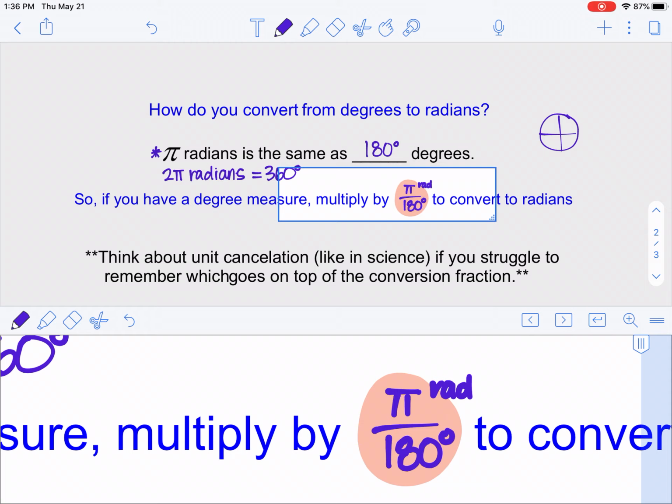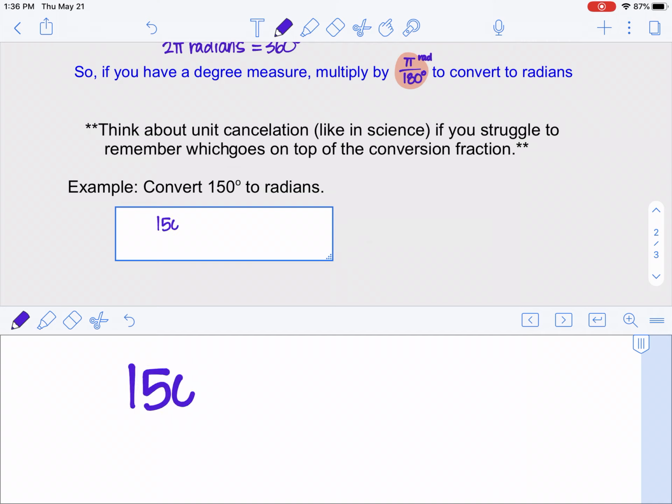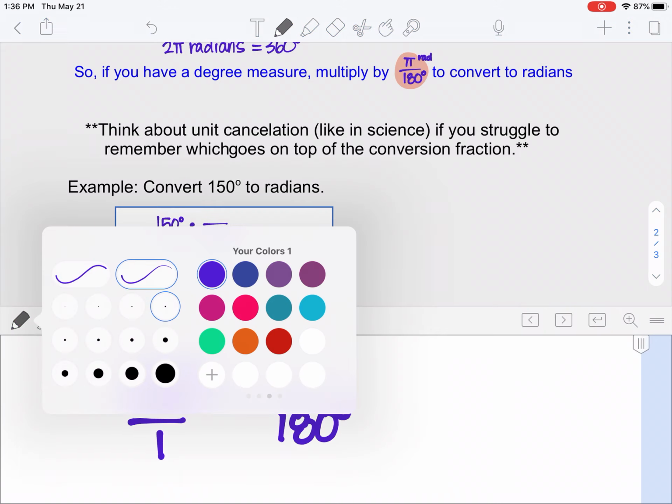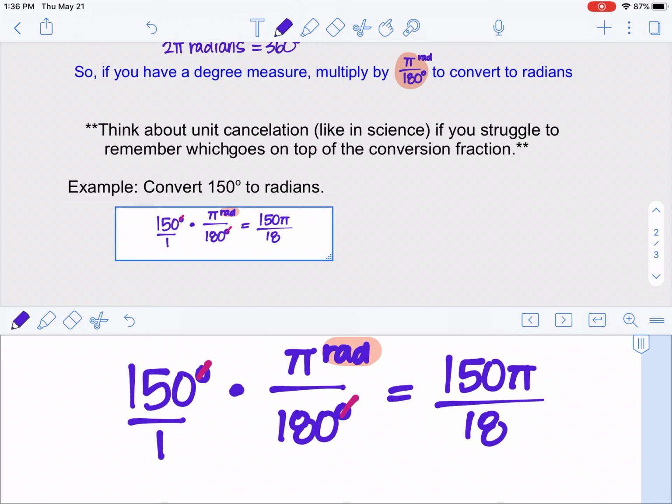Okay, now how do you remember which one goes on top? You can think about unit cancellation like in science, right? If you struggle to remember which goes on the top of the conversion fraction. So if I say 150 degrees, I'm interested in what that looks like in radians. I know whatever I multiply by, since this is 150 over 1, my degrees are going to have to cancel, which means the degrees have to be in the bottom. So I'm going to have 180 degrees so that I can get the degrees part to cancel. And what I know is equivalent to 180 degrees is pi radians. And so if I think about that unit cancellation, then this will be my remaining unit, which will leave me with radians, right? So 150 pi over 180 radians.